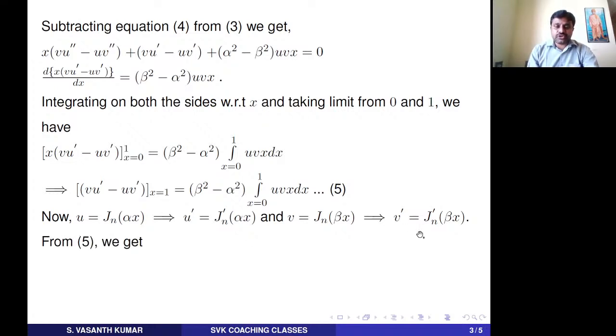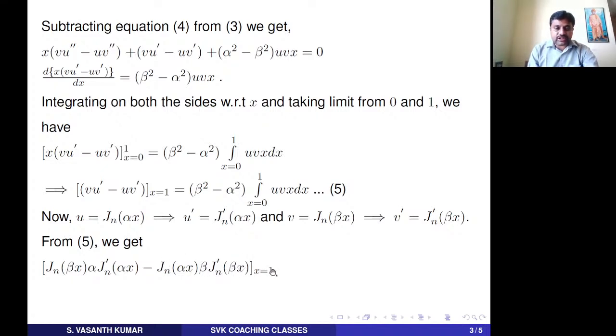So from equation 5, substituting the above values, what are we going to get? The beauty of this equation is that I have just substituted u, v, u' and v'. In place of v, Jn(βx), and u' is nothing but α into Jn'(αx). Here I forgot to write alpha. You can write that as α Jn'(αx), and here β Jn'(βx) if you differentiate. That is what I have written here.